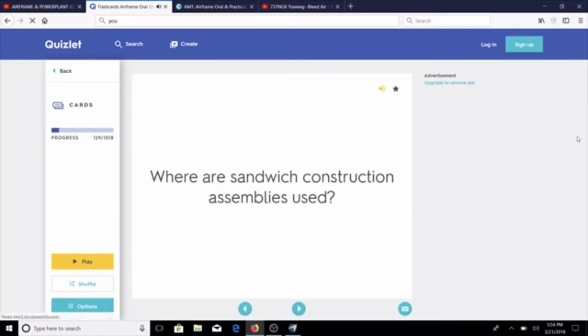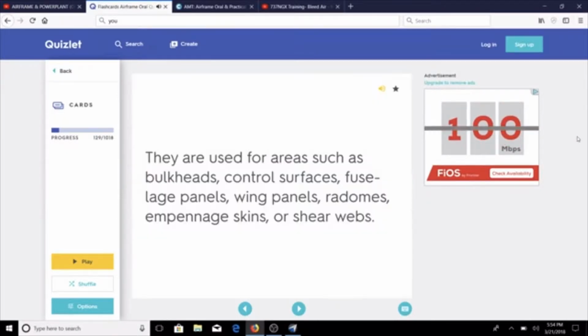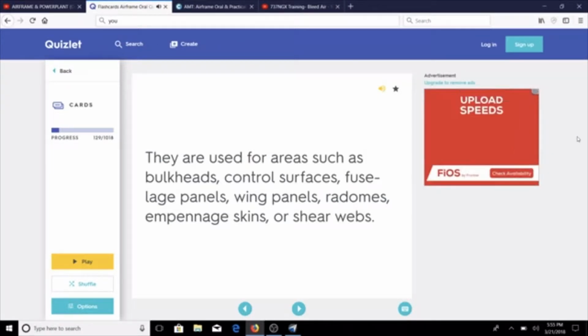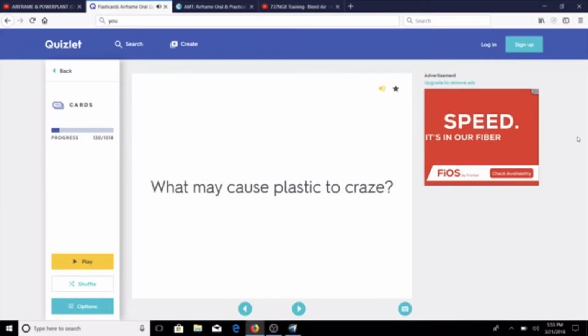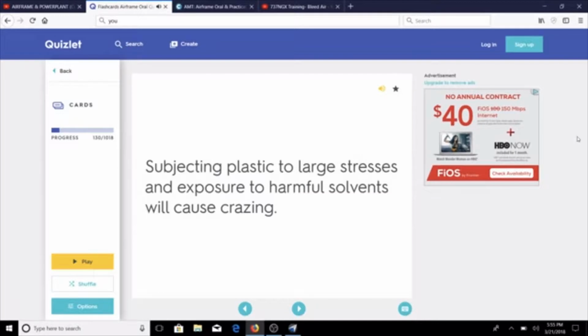Where are sandwich construction assemblies used? They are used for areas such as bulkheads, control surfaces, fuselage panels, wing panels, radomes, empennage skins, or shear webs. What may cause plastic to craze? Subjecting plastic to large stresses and exposure to harmful solvents will cause crazing.